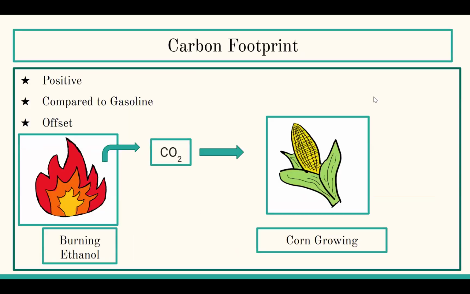Ethanol has a generally positive impact on the carbon footprint in comparison to gasoline. This is because it emits significantly less carbon dioxide. The carbon dioxide that is released when burning ethanol is offset by the carbon dioxide captured during the growth phase of corn to produce it.